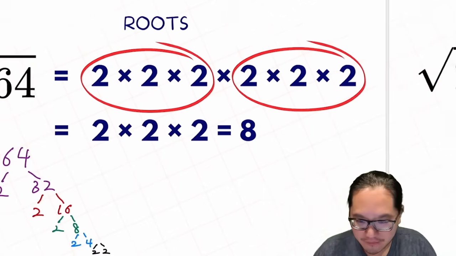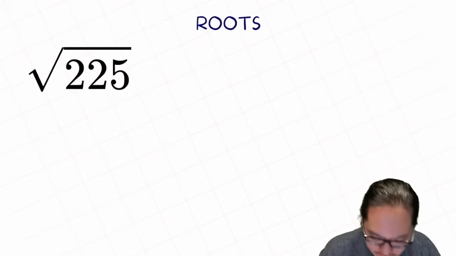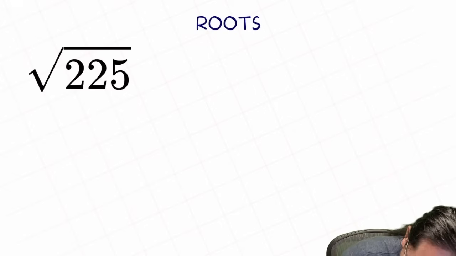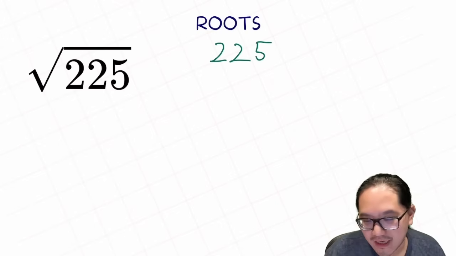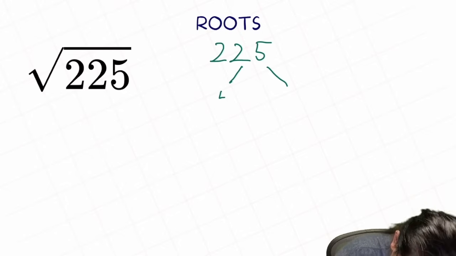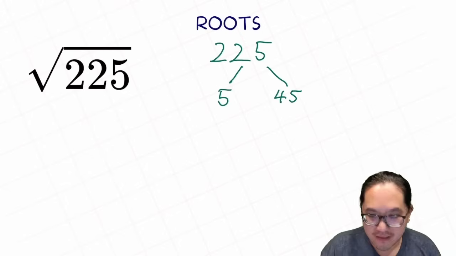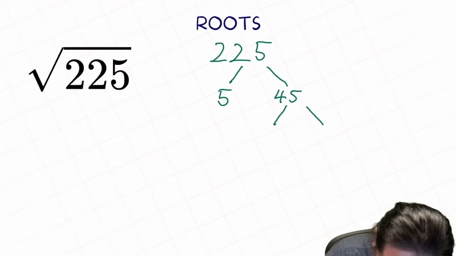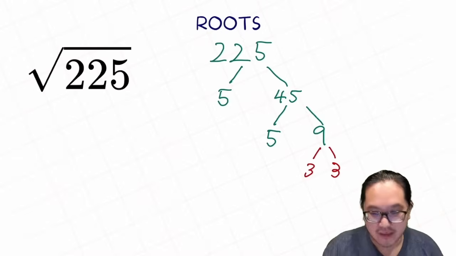Let's do another example. We got 225 and we need to figure out the root, right? So what does that look like? Remember what we did before? 225, we know that with 5 as the last digit, we can divide it by 5. So let's divide it by 5. What do we have? We have 45. It's still divisible by 5, so let's divide it by 5 one more time. We got 9. Now 9, we know that we can just divide by 3.